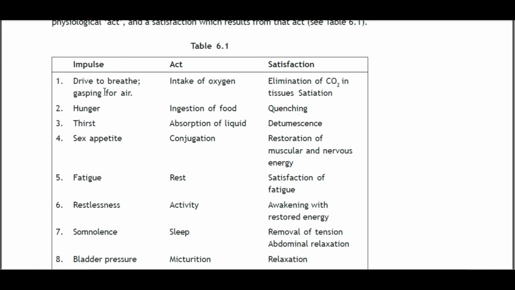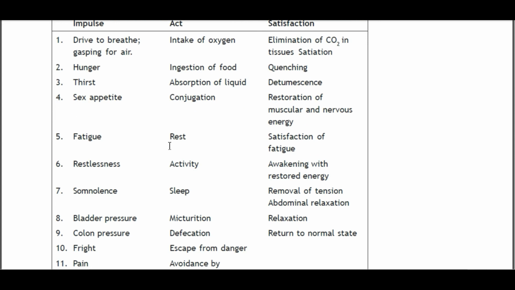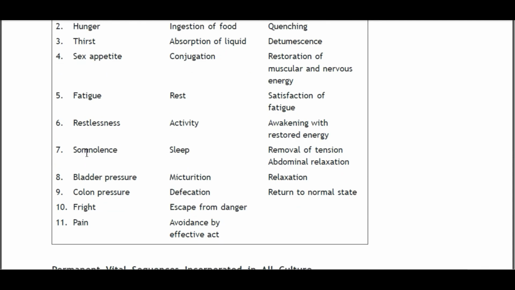First impulse is the drive to breathe, gasping for air. Intake of oxygen is the act, and satisfaction is elimination of CO2 in tissues. Then hunger, that is, the act is ingestion of food and quenching, satisfaction. Thirst, absorption of liquid, detumescence. Sex appetite, conjugation, restoration of muscular and nervous energy. Fatigue, rest, satisfaction of fatigue. Restless activity, awakening with restored energy. Somnolence, sleep, removal of tension, abdominal relaxation. Bladder pressure, micturition, relaxation. Colon pressure, defecation, return to normal state. Fright, escape from danger. Pain, avoidance by effective act.